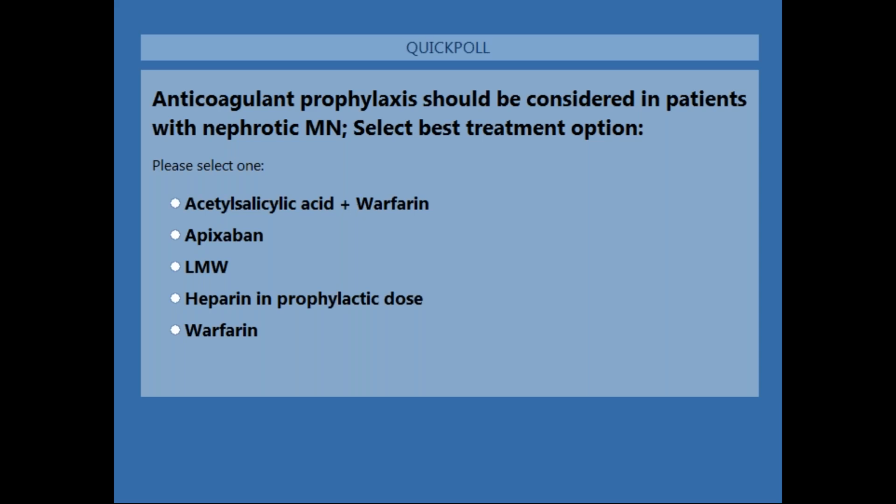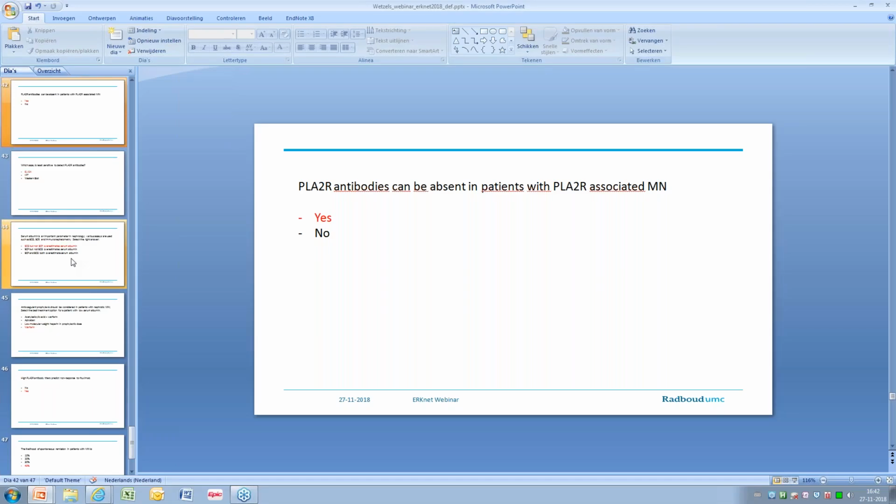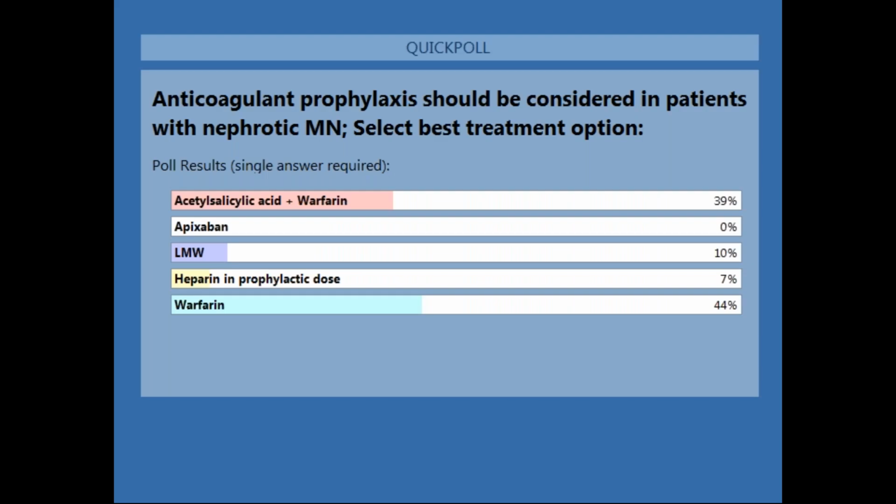Okay, people can vote. Okay, the answers are A 39%, B 0, C 10, D 7, E 44. Okay, I thought there were only four alternatives. The right answer would be warfarin.